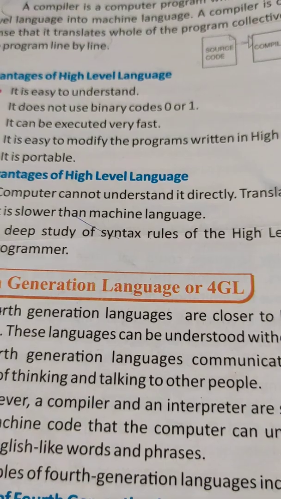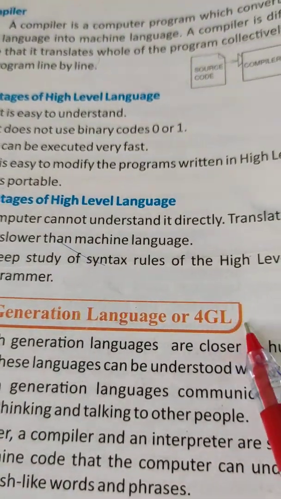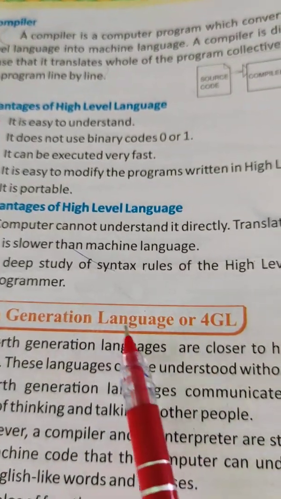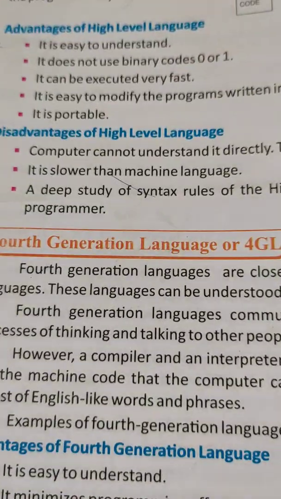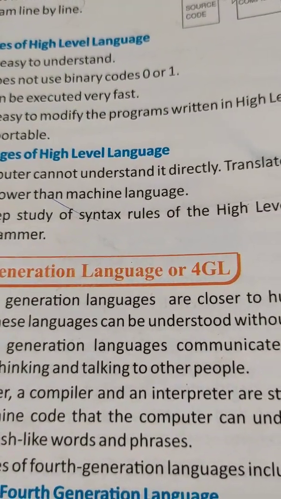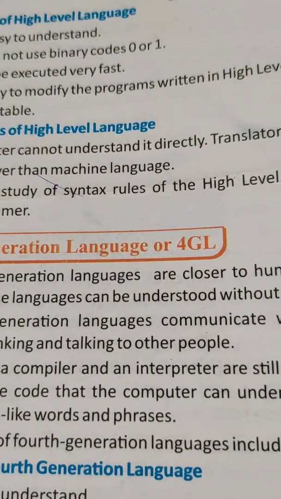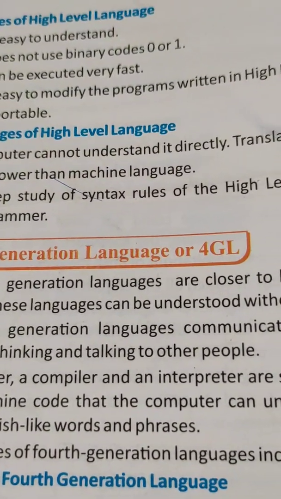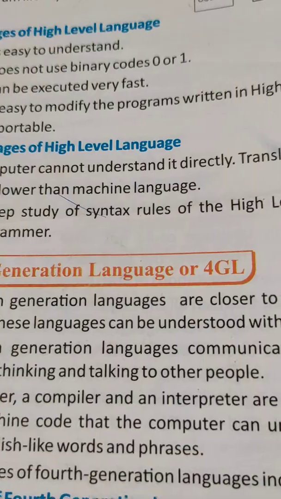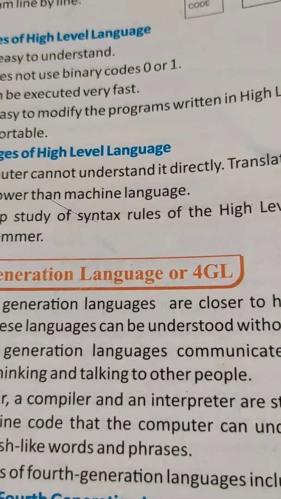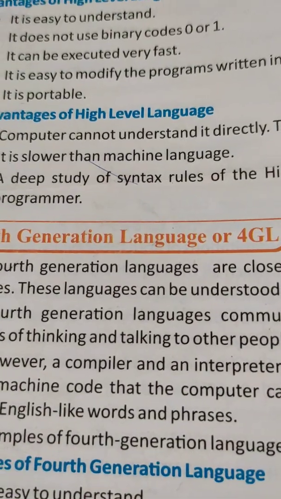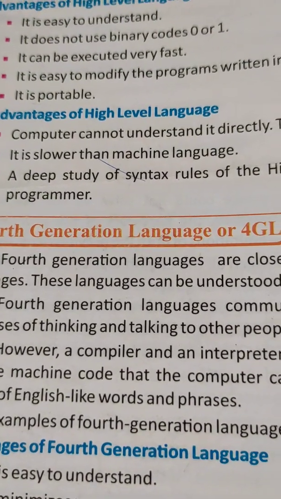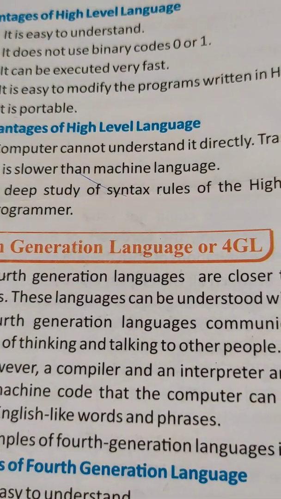Next is the fourth generation language, or 4GL. 4 means fourth, G means generation and L means language. What is the function of the fourth generation language? We will see now. It is closer to human language, meaning humans can understand this language easily. This language is easy to understand without any training of the programmer. Fourth generation language communicates with the computer much like the process of thinking and talking to other people.